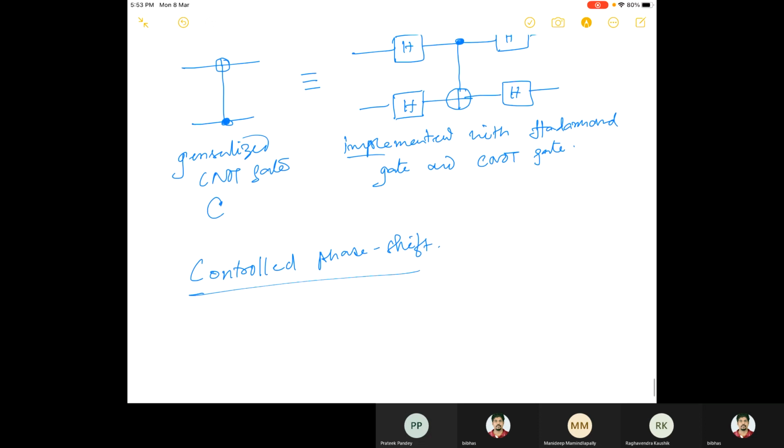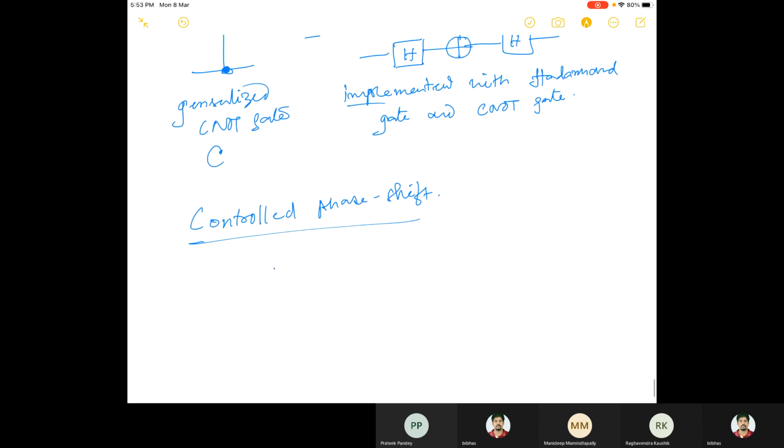We'll write C phase, and there will be a parameter delta, with the matrix 1 0 0 0, 0 1 0 0, 0 0 1 0, and 0 0 0 e to the power i delta. So this is what is called a controlled phase gate.